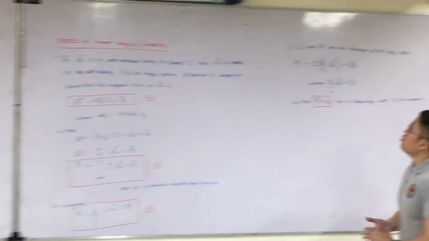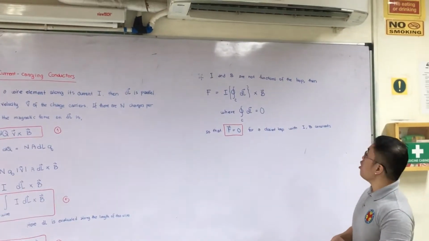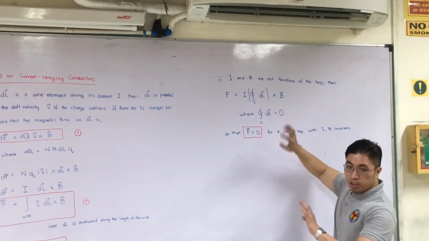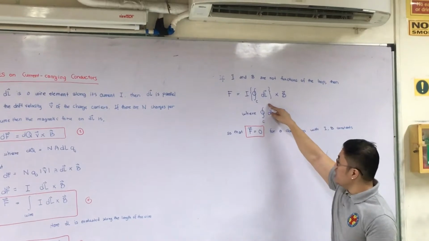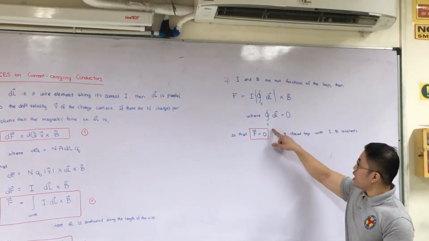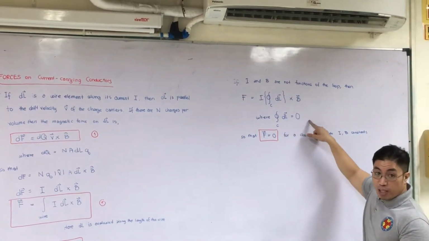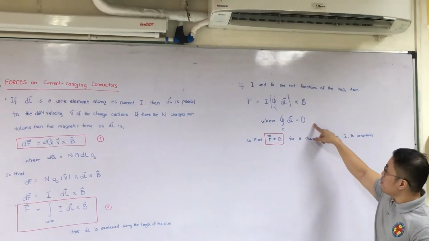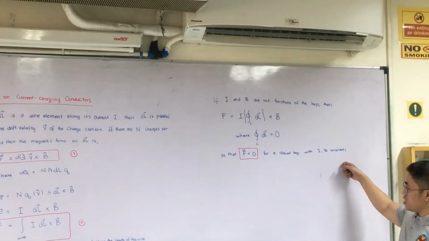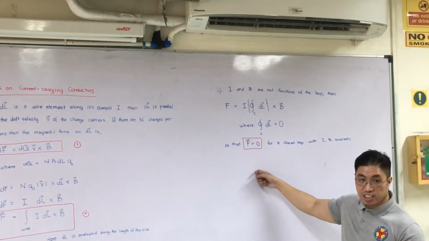Okay, now, if I and B are considered to be constants, or not functions of the loop, then we can take I and B outside of our integration. Then simply integrate dl over the entire loop. But since it is a closed loop, the integral will just be equal to 0. Now, what is the point? The point is, for a closed loop wherein I and B are constants, there is no net magnetic force acting on the wire element or on the circuit itself.